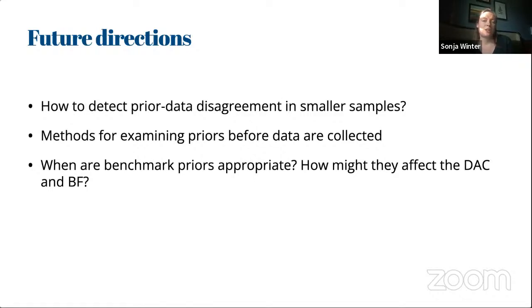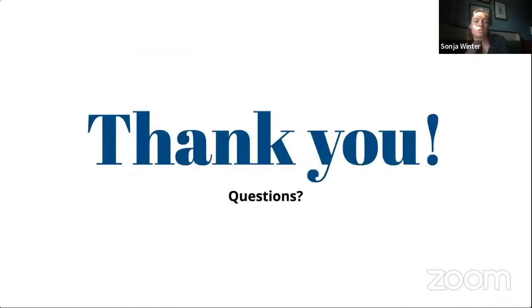So for future directions, I really want to look at more of these methods with smaller samples. And I also want to look at assessing the quality of your prior before you collect your data. And I also want to look more into these benchmark priors, when they are appropriate, if they depend on the model and all that sort of stuff.